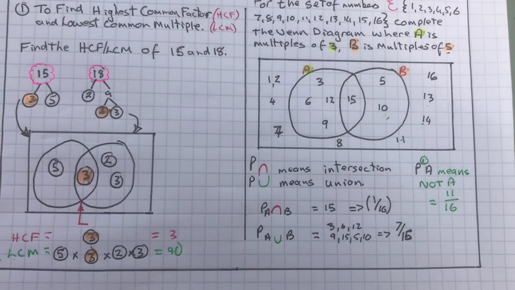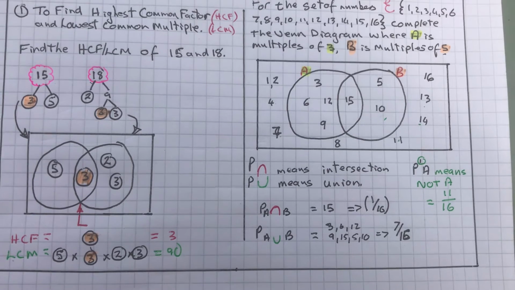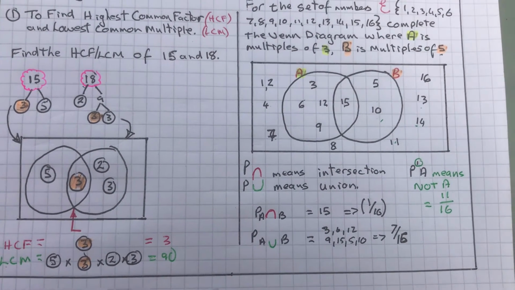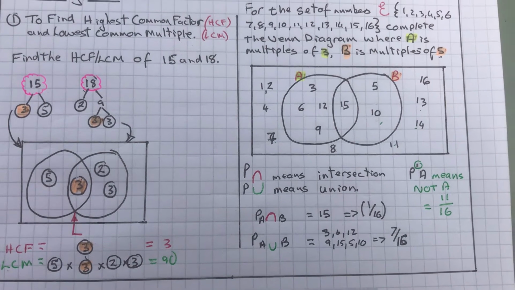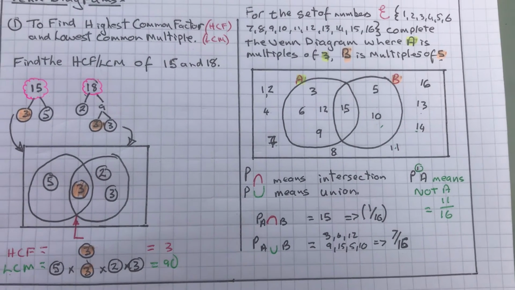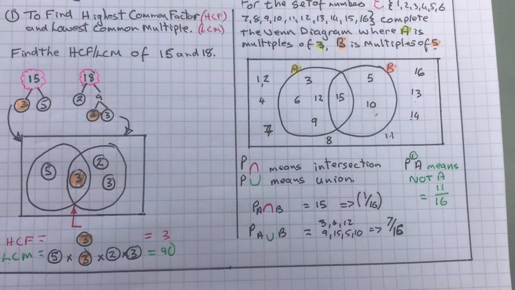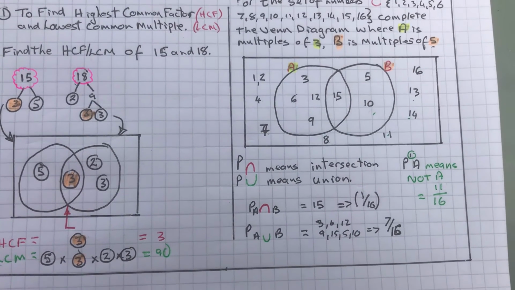What we might now be asked to do is find the intersection. That's the funny looking red N. What's the probability of the intersection? Well, if I choose a number that's in the intersection, the only number that's in the intersection is 15, so that's 1 out of 16.